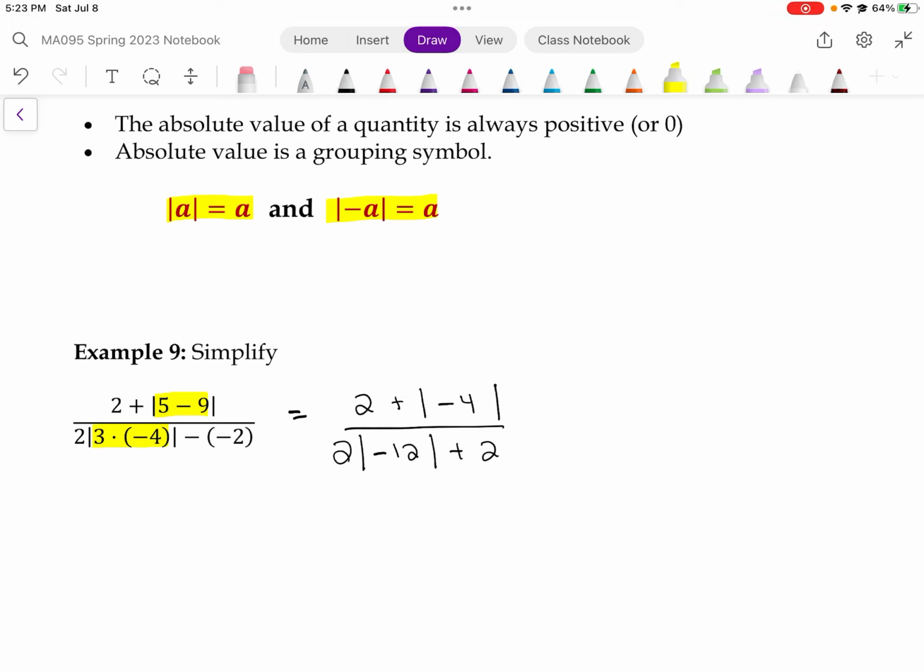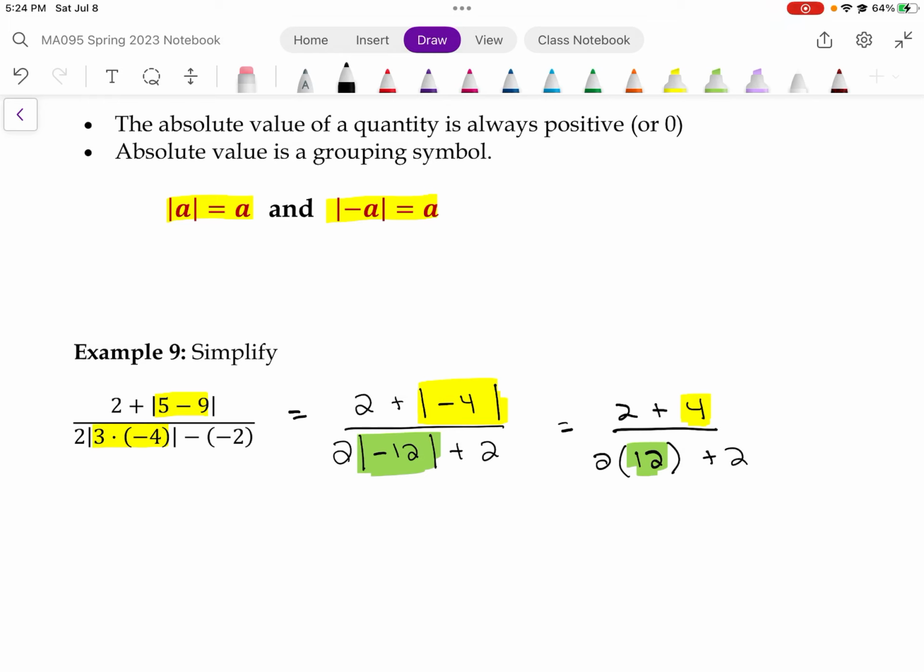All right, so now let's deal with the absolute value. The absolute value of negative 4 is 4. So on top, we get 2 plus 4. And on the bottom, we have 2 times the absolute value of negative 12. So let me color code this for you. That was our 4. The absolute value of negative 12 is 12. Okay, so that's the absolute value of negative 12 on the bottom, plus 2.